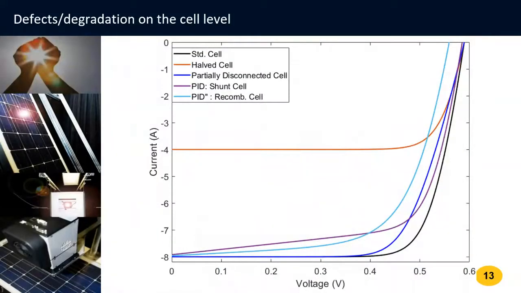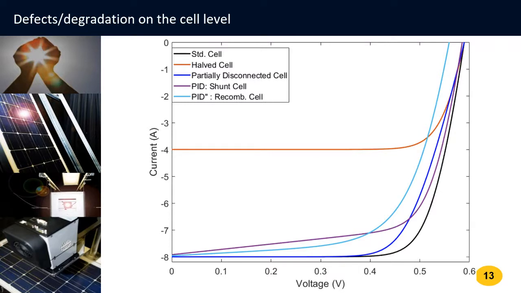Okay, so I'm just giving you a brief simulation of what would happen with different defects or damage to a cell. In black is the standard cell. You can see it's got a very typical IV curve, and the maximal power point will occur approximately here. Relative to the others, it's got a much greater fill factor.